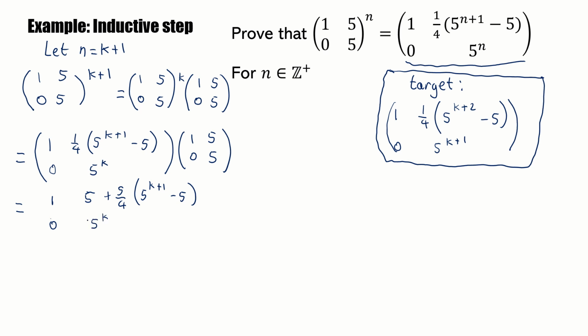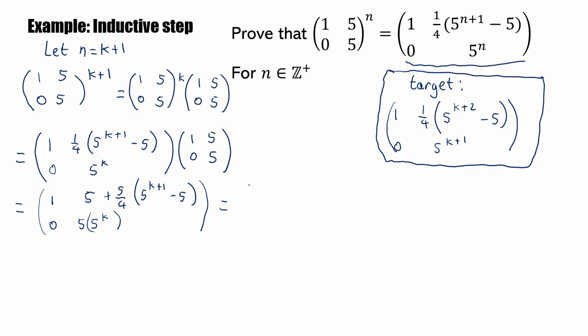And then we've also got 5 lots of 5 to the power of k when multiplying the second row by the second column when multiplying the two matrices together. Sorry, I skipped talking about why I got that 0. That's me doing the second row in the first matrix times by the first column in the second matrix. Blimey, that's difficult to say. Okay, the rest of this is now just going to be us tidying up the algebra inside that matrix to hopefully get what we can see in the target.